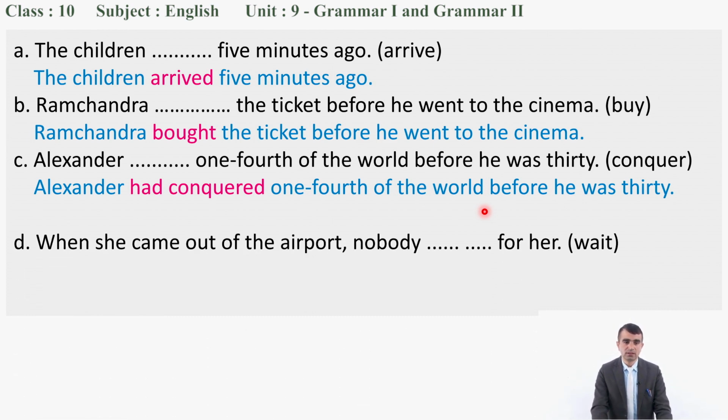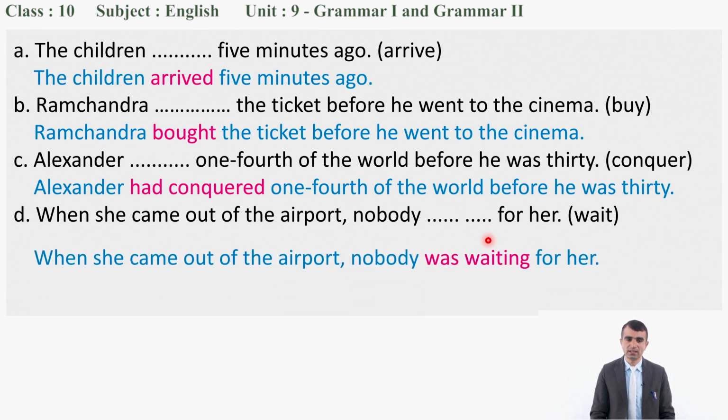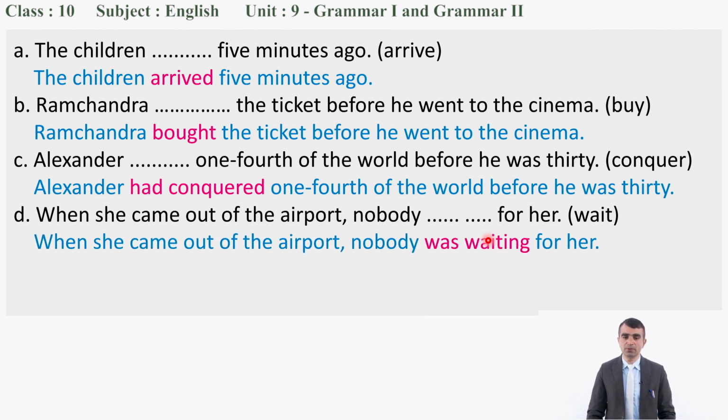Next, when she came out of the airport, nobody was waiting for her. What do you use? The when structure you learned in grammar 1. That is, when she came out of the airport, nobody was waiting for her.